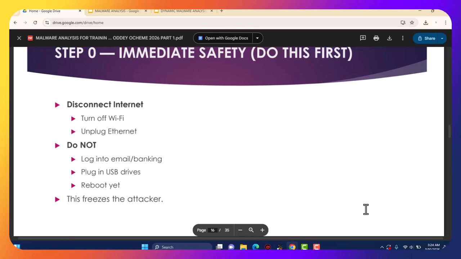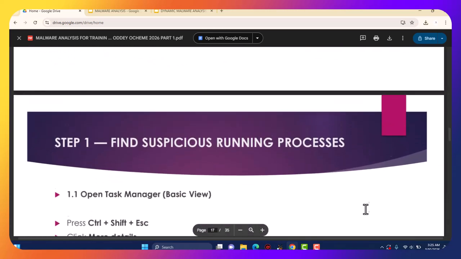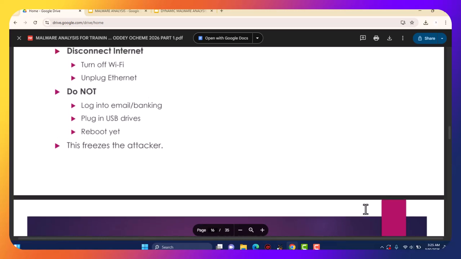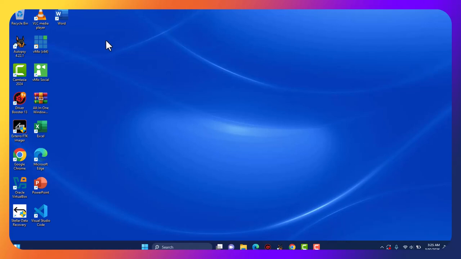Are we together? So the first thing you do is to scan it with your system antivirus. The first thing is to scan it with your system antivirus. Go to your desktop.